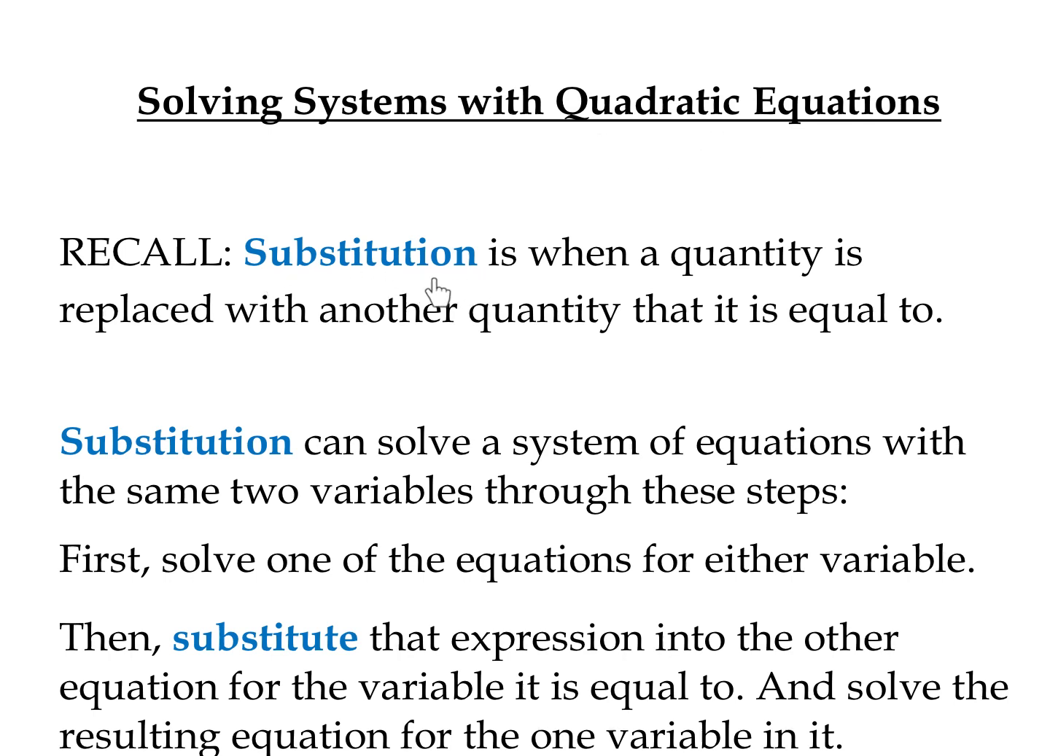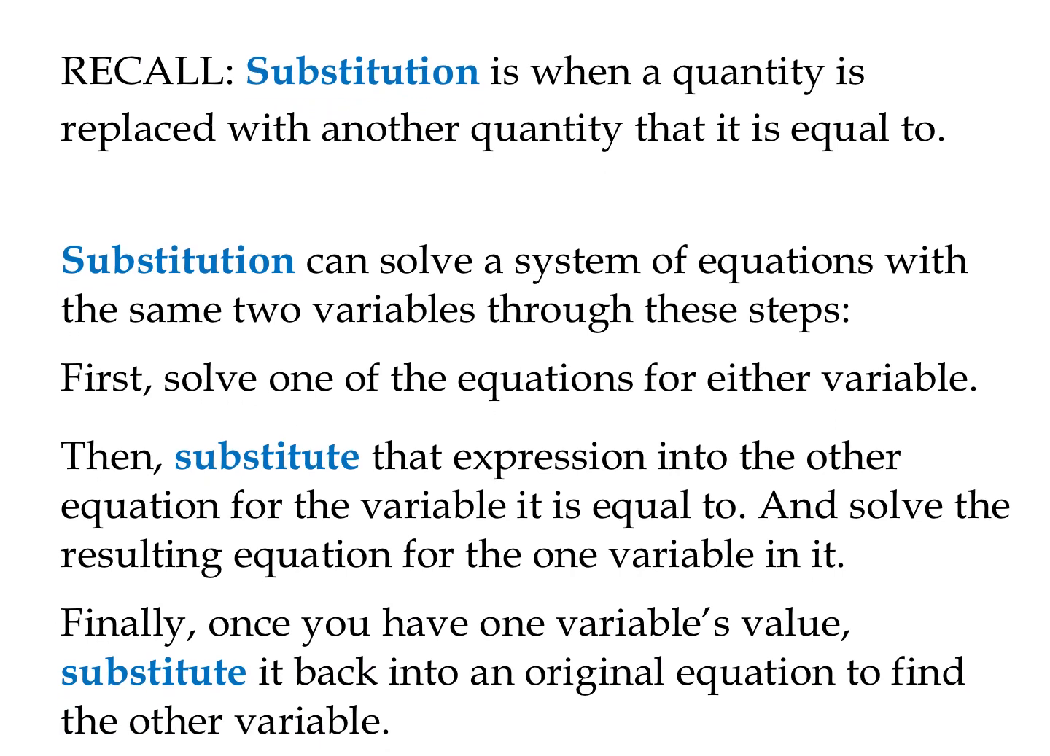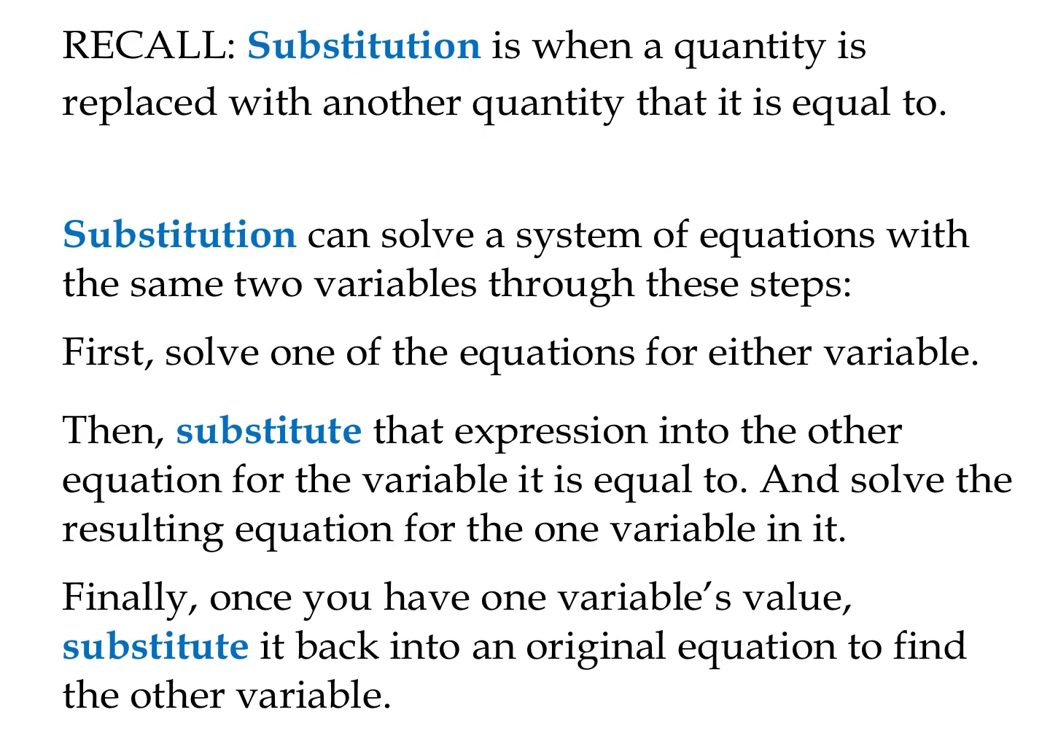Now remember, substitution is when a quantity is replaced with something that it's equal to. When we use substitution for systems of equations, these are the steps we can follow. First, we want to solve one of the equations for either variable. We can solve for x equals or y equals, doesn't matter. As long as we know what one of the variables is equal to, then we can substitute that expression into the other equation. And then we'll have an equation that's left with just one variable. We can solve the resulting equation for the one variable that's left over. And finally, once we have that, we can substitute back into an original equation to find the value of the other variable.